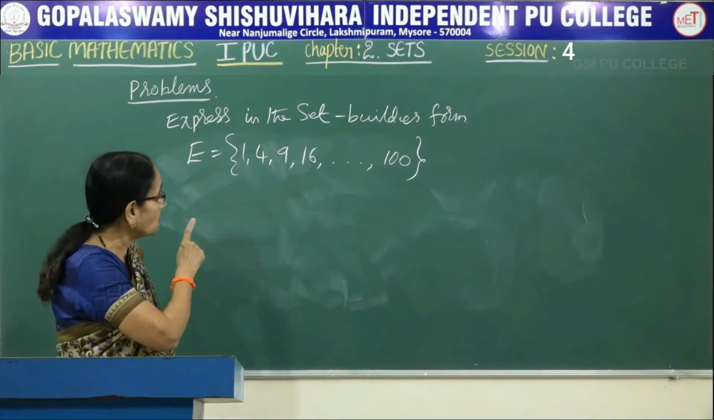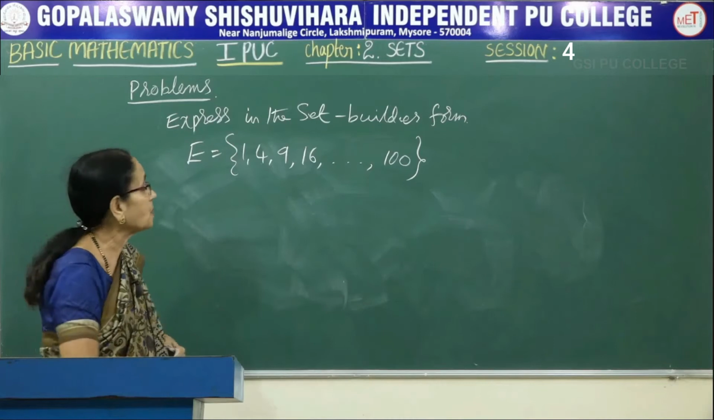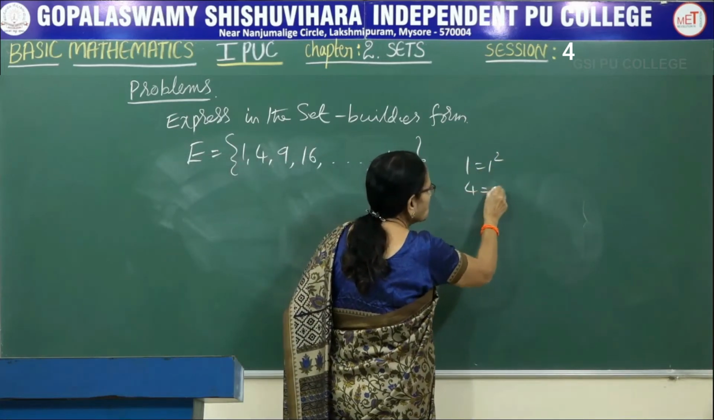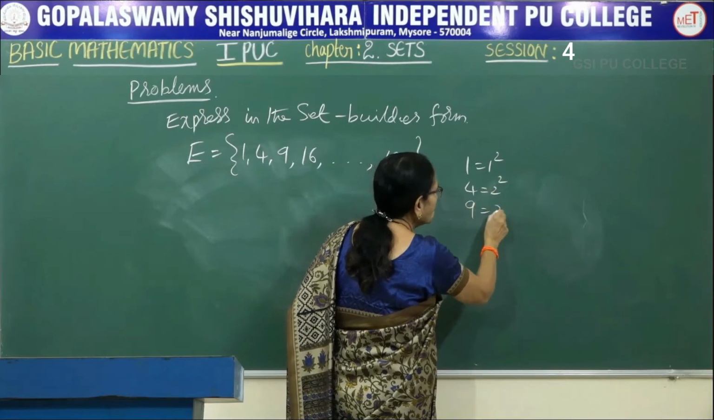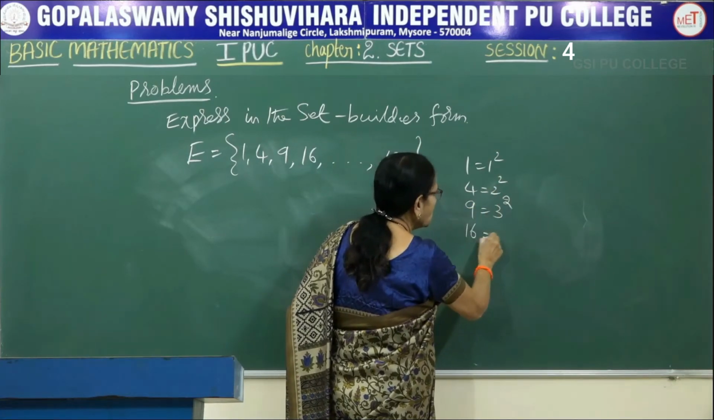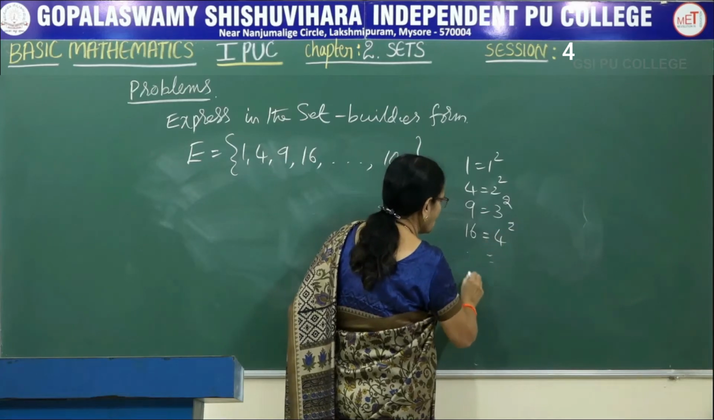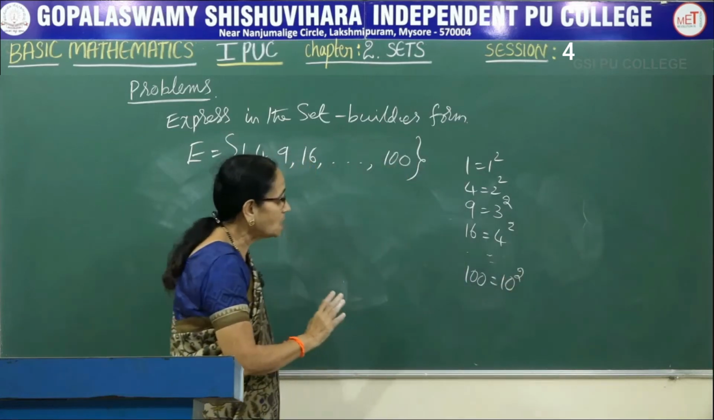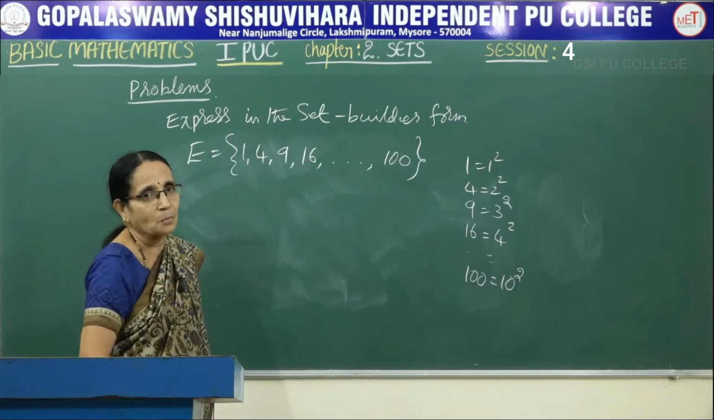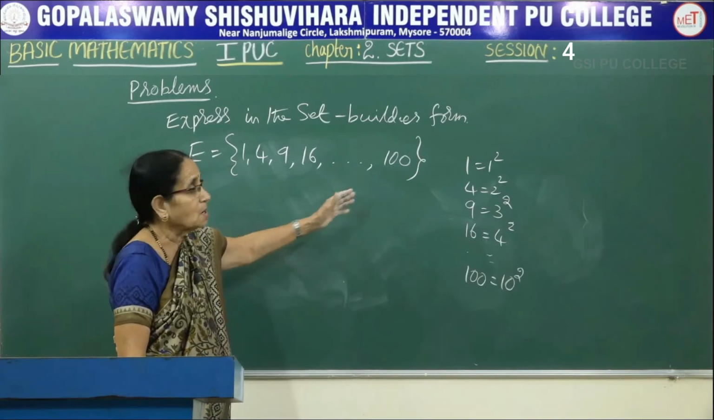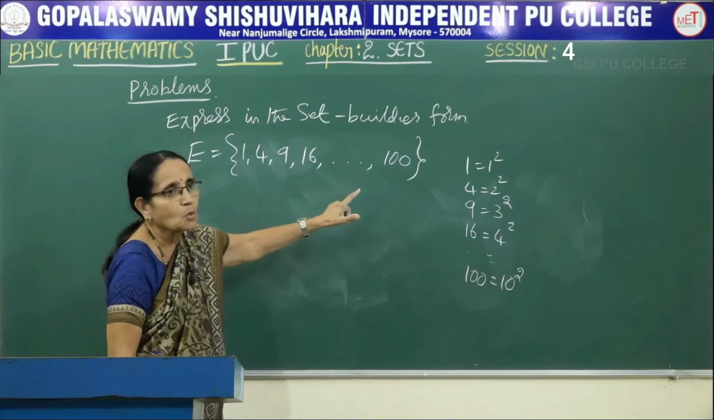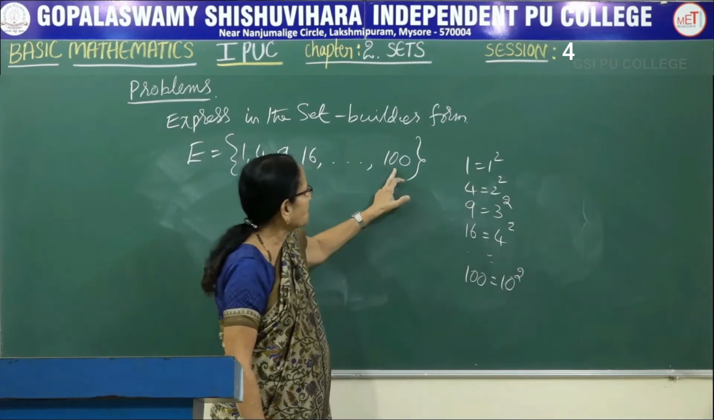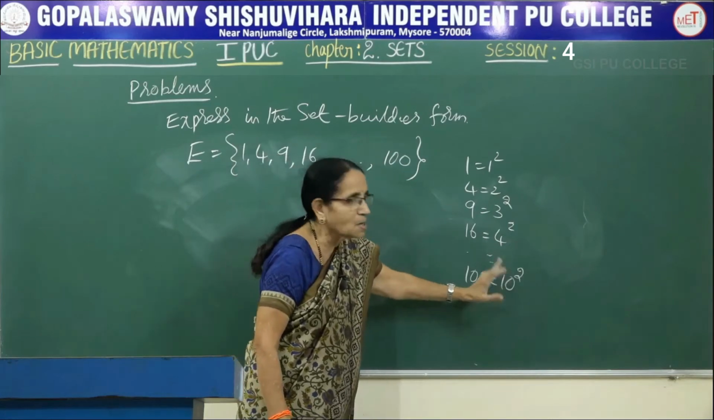You observe that all of them are perfect squares. That is, 1 is equal to 1 square, 4 is equal to 2 square, 9 is equal to 3 square, 16 is 4 square, etc., and 100 is 10 square. That means each number is a square of a number. But we have a last number here. It starts with 1, it ends with 100. So what was the first number? 1. 1 square is 1. The last number is 100, that is nothing but 10 square.